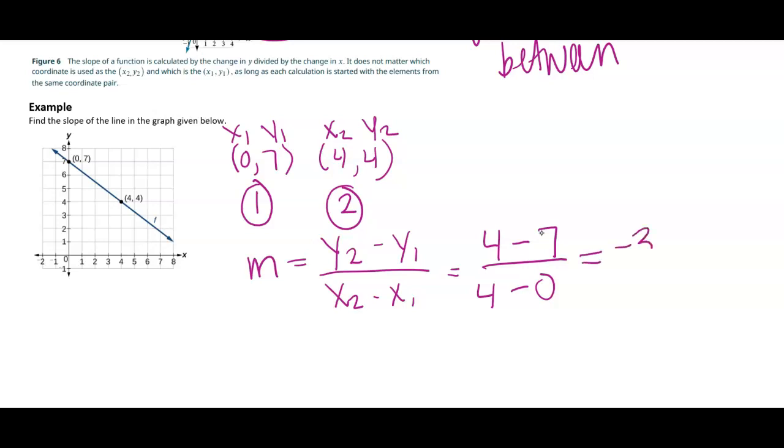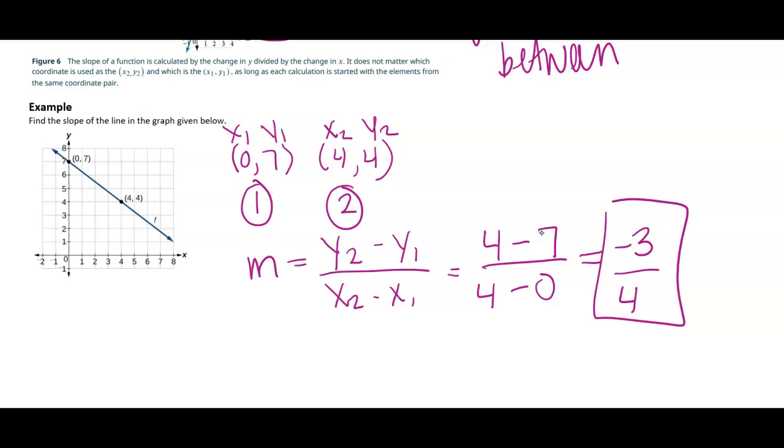I would then subtract the top terms in the numerator and subtract the bottom terms in the denominator. And I can't simplify that, so I would just leave this as negative 3 over 4.